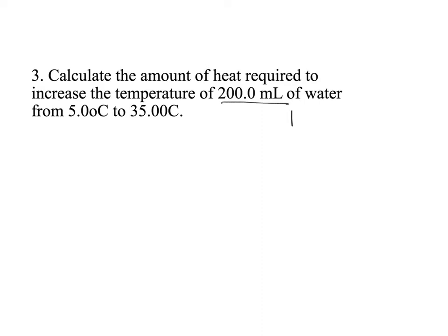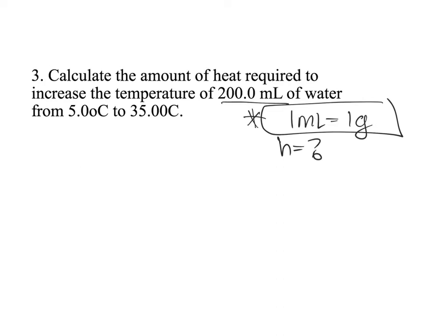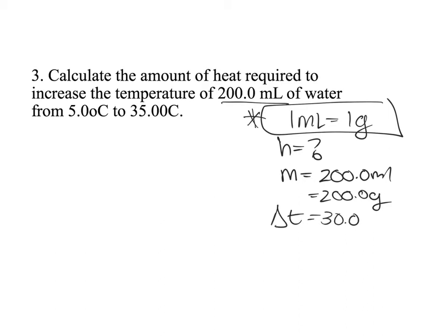So an important fact here is that 1 milliliter of water equals 1 gram of water. Just assume that you know that. Okay, and we're going to calculate the heat again. We have a mass of water that is 200 milliliters, which actually equals 200 grams, and we have a temperature change of 30 degrees Celsius.